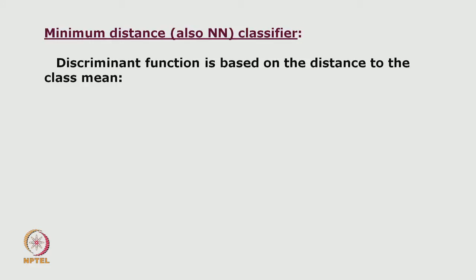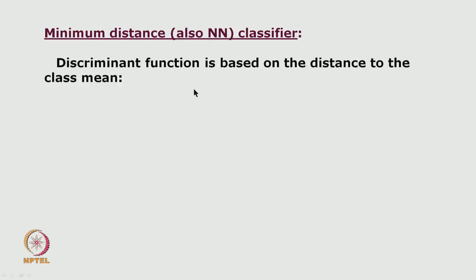A very simple classifier called a minimum distance classifier, also called NN, the nearest neighbor. It is not written in the slide, but please make a note, it is a nearest neighbor classifier, okay? Minimum distance classifier. The discriminant function is based on the distance to the class mean.